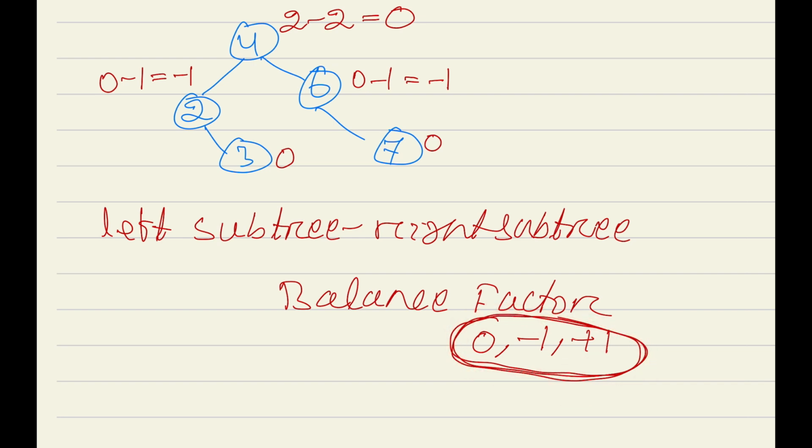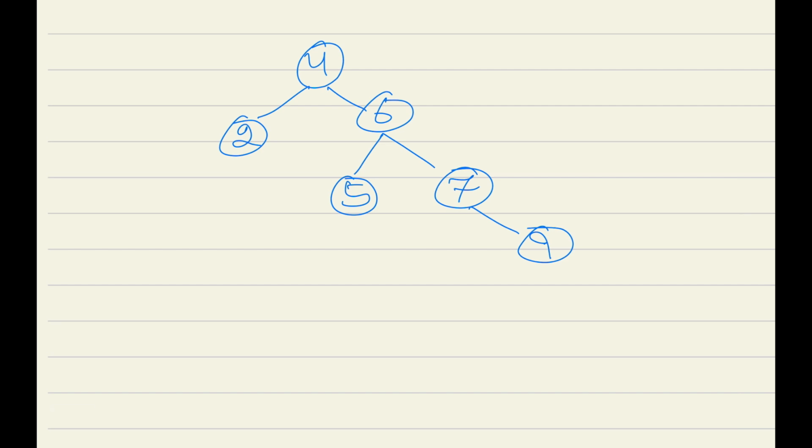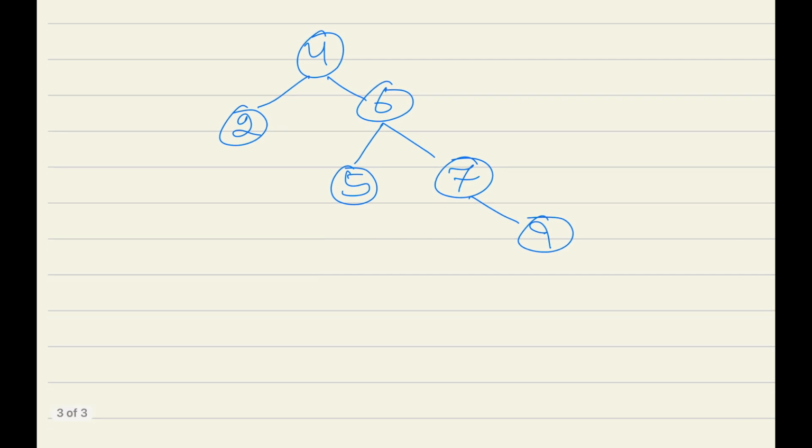Now, consider another example. We have one node 4, another is 6, and another is 2 as the left child. For 6, the left child is 5 and the right is 7, and for 7 the right child is 9. So consider this one, it is also a binary search tree. Now find the balance factor.